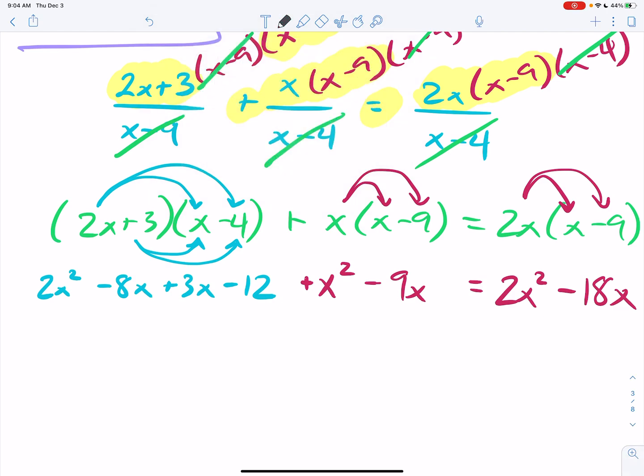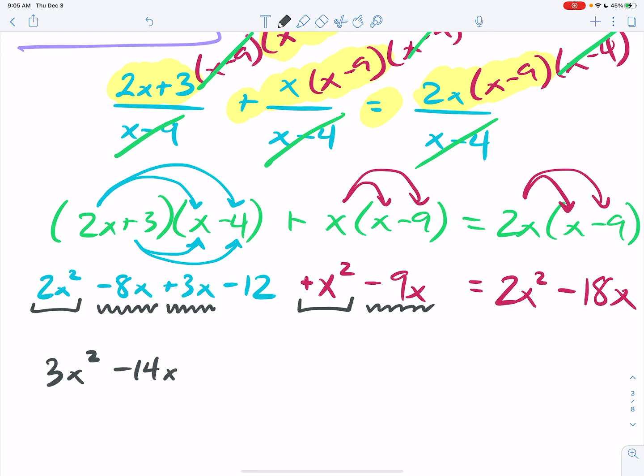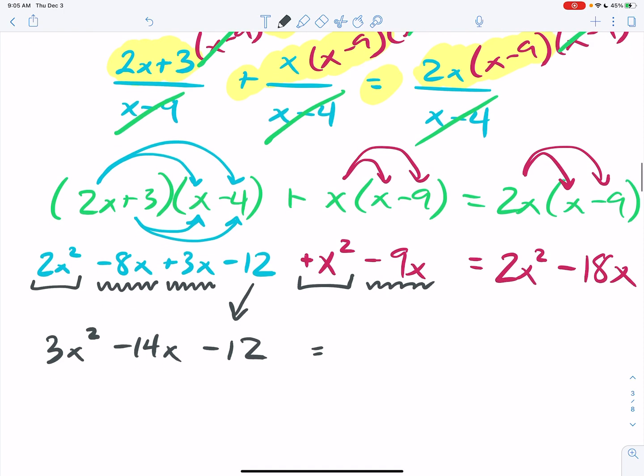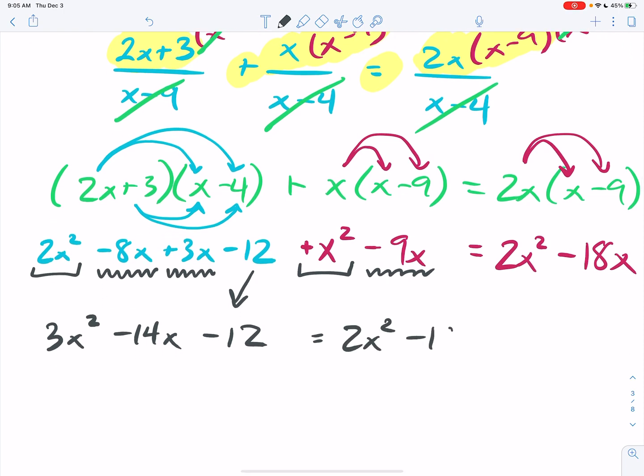Here we go. I noticed that 2x squared and 1x squared becomes 3x squared, and negative 8x plus 3x minus 9x can all combine. Negative 8x plus 3x is negative 5x. Negative 5x minus 9x is negative 14x. Make sure you guys understood that before you move on, okay? And then I have this minus 12 here. All right? Equals, the right-hand side is just 2x squared minus 18x.